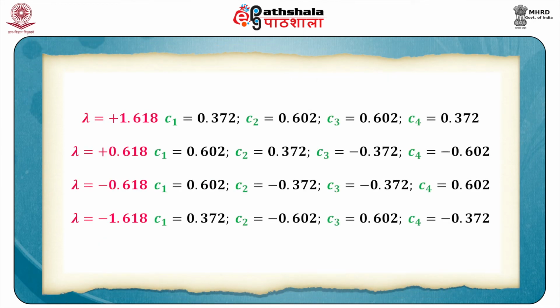And these values come out to be, as you can see here, when lambda is equal to plus 1.61, then corresponding C1 is equal to 0.372, C2 is 0.602, C3 is 0.602 and C4 is 0.372. And similarly are given the values of coefficients C1, C2, C3 and C4 for other values of lambda.